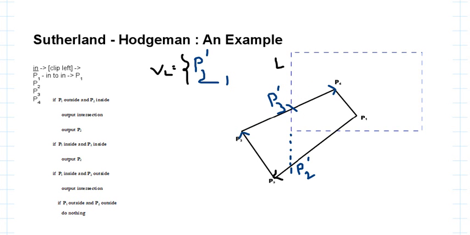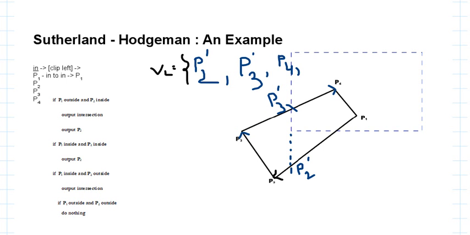Let me include these 2 points, P3 dash, here it is, and P4.